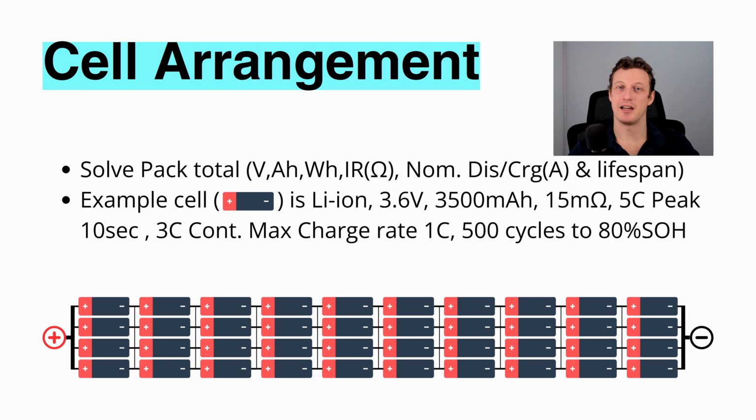Now, in the real world, you normally only do one of these calculations, watt hours, but it is useful to know all of this stuff if you ever get into building battery packs. The example cell we have, which looks like this, is a lithium-ion 3.6 volt cell. That's its nominal voltage at 3,500 milliamp hours with 15 milliohms of resistance, a 5C peak discharge rating for 10 seconds, a 3C continuous discharge rate, and a max charge rate of 1C. The cell is rated for 500 cycles to 80% state of health.